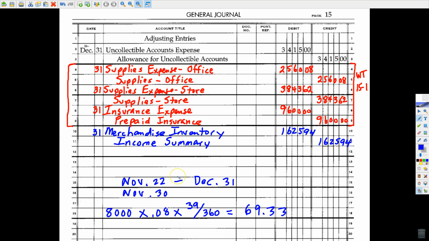So now let's make the journal entry. We know how the number is arrived at, and we can go ahead and write in that number as debit and credit, and then we'll talk about the accounts. So I know I'm going to be debiting some account for $69.33, and I'm crediting some account for that same number. We know how we got that number.